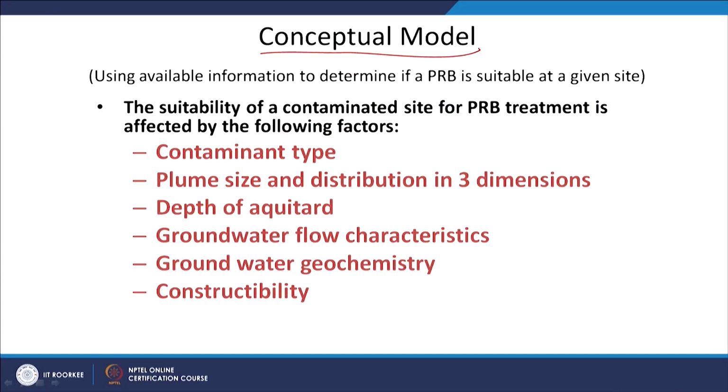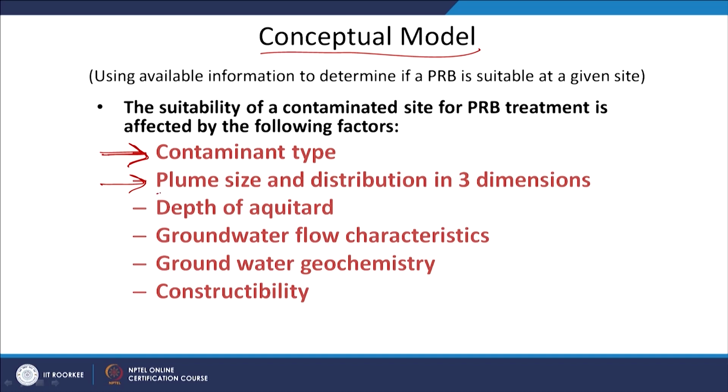So that's what we are going to look at, and that's called developing the conceptual model. Now for that particular case, what do I need to look at? Obviously I need to know the contaminant type. If it's an oxidized contaminant, then I'll choose the relevant zero valent iron or relevant reduced compound or reducing agent to treat my contaminant. So obviously I need an idea about the contaminant type, and the key aspect is to be able to understand the plume size and distribution.